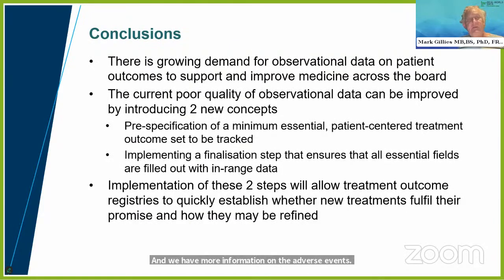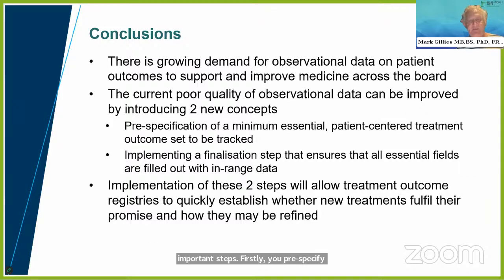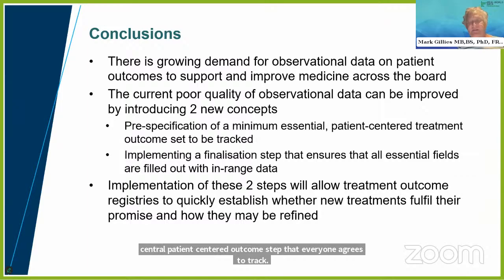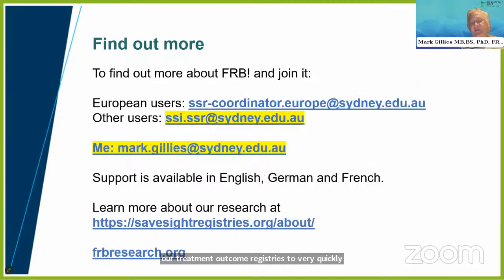So to conclude, we're having this conference because there is a growing demand for observational data to check if treatments that passed randomized clinical trials actually work in our patients in real-world practice. We think that the current low-quality observational data can be improved by introducing these 2 important steps. Firstly, you pre-specify the minimum essential patient-centered outcome set that everyone agrees to track, and then you implement a finalization step that ensures that all the essential fields from every visit are filled out. Implementation of these 2 steps will allow our treatment outcome registries to very quickly establish whether new treatments fulfill the promise that they have from clinical trials and how they may be refined.